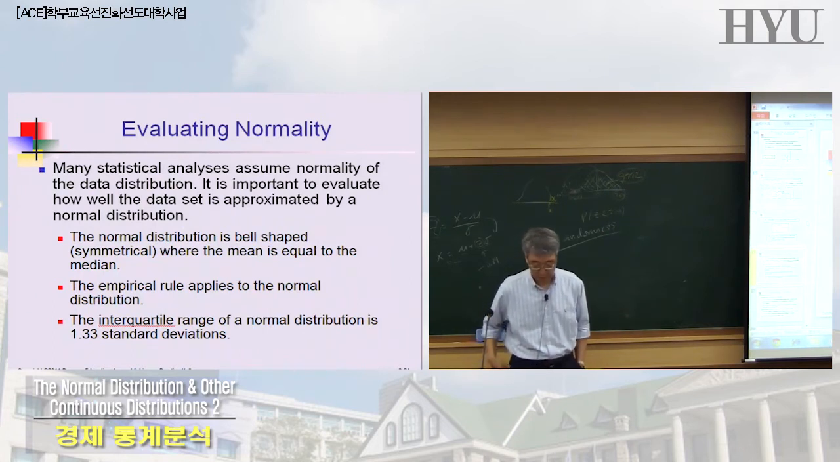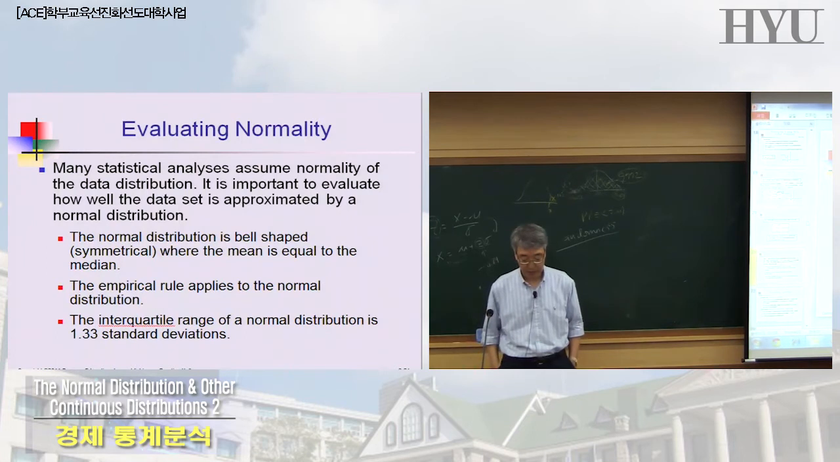Interquartile range. You know what interquartile range is, okay? That's the range where you find about 50% of the distribution, right? So the center, middle 50% will be between the first quartile and the third quartile, which is the interquartile range.